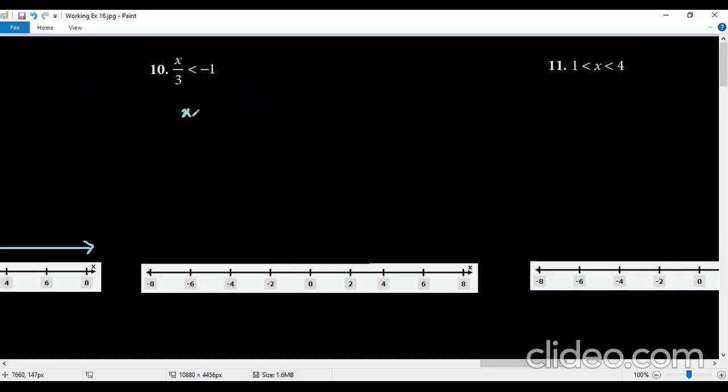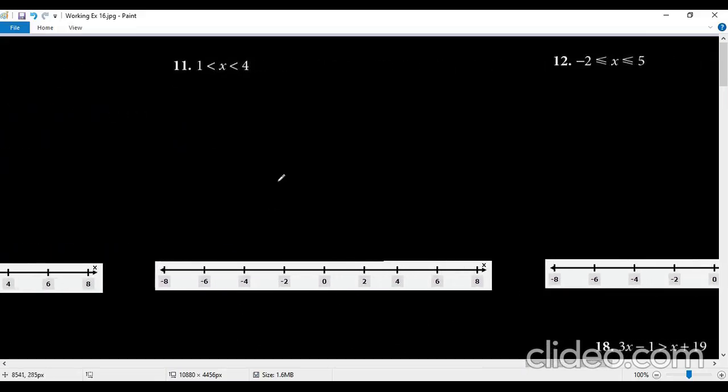Now this is x less than minus 3 minus 1 multiplied by 3. So x is less than minus 3. That means on minus 3, it's going to be an empty circle.